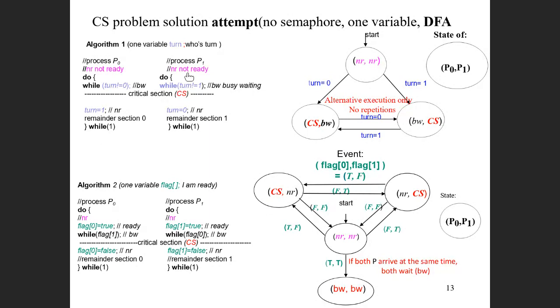It's just before the critical section, even before the entry section of the critical section. So it's not ready yet. Maybe somewhere else, maybe the remainder section, maybe at this point of the program. In both situations, the state is not ready. Then the process enters the loop.